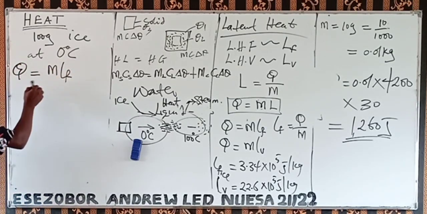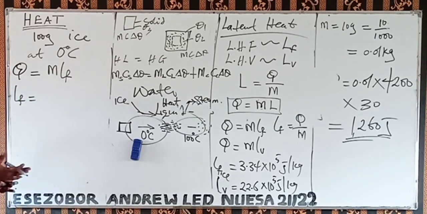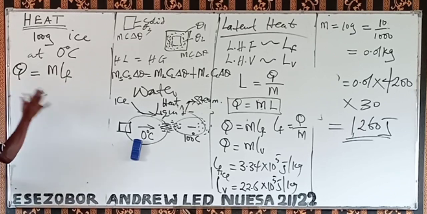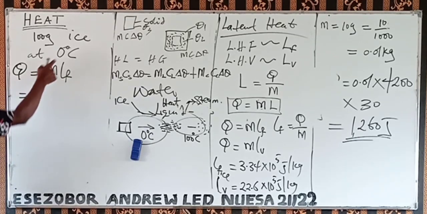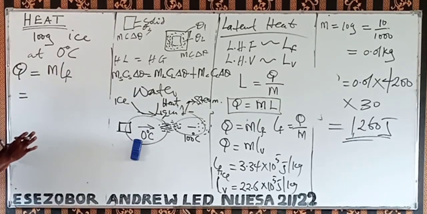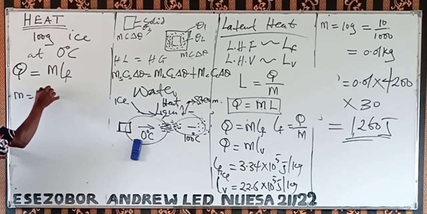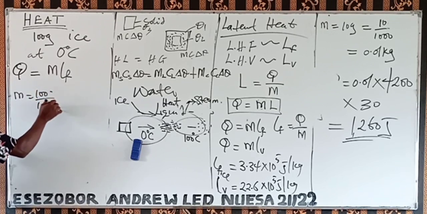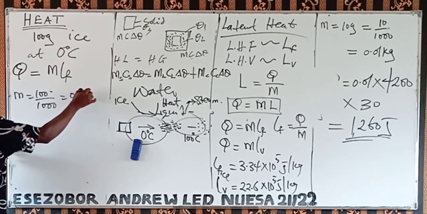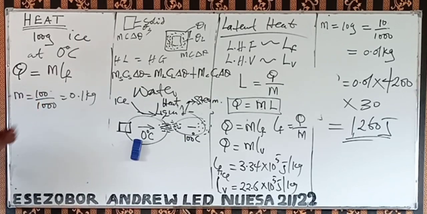LF, where LF is the latent heat of fusion for ice. That quantity of heat will be equal to, remember there's no change in temperature, the temperature will be maintained at 0 degrees Celsius. So what is the mass? The mass there is 100 divided by 1000, that gives us 0.1 kilogram. Now take note of this.